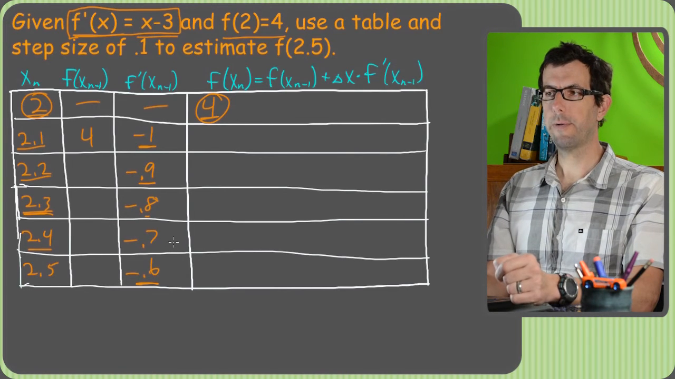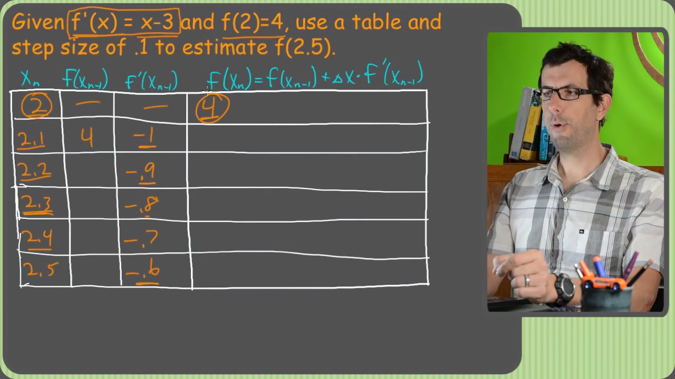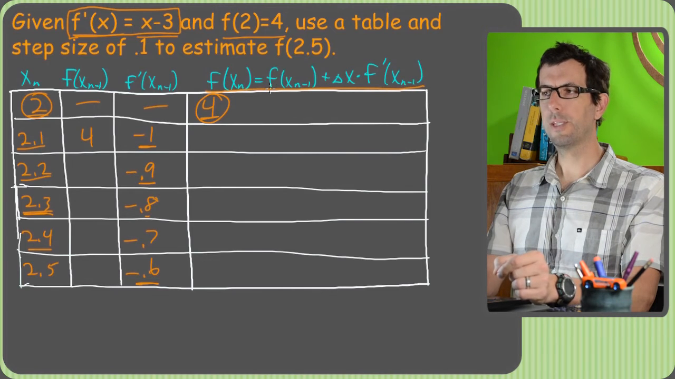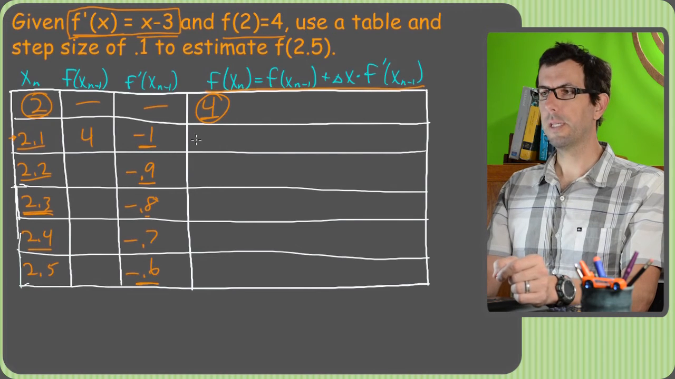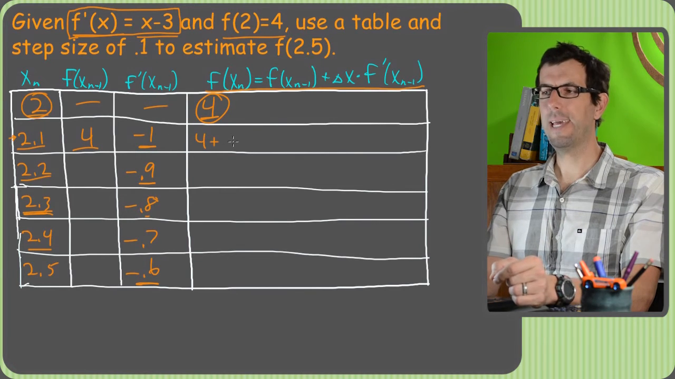All right, so we're getting there. Now we're just going to be plugging and chugging through that giant equation. You'll notice right here I wrote out the full formula that we want to use. We've already got two of these numbers in the table. So if I want to calculate 2.1, filling in this row, what they're saying is it equals the previous f, so that's 4, plus delta x times f prime of the previous x, which is f prime of 2.